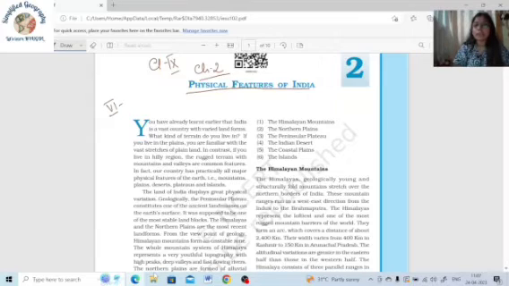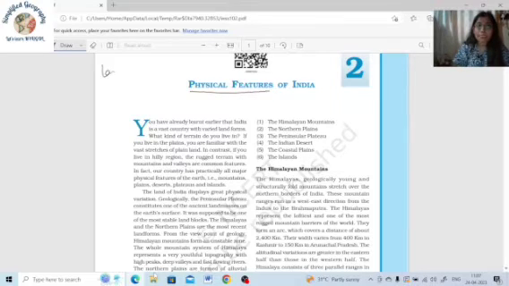In fact, our country has practically all major physical features of the earth. That comes from mountains, plains, plateau, desert, coastal plains, islands. All of these, right? So from this chapter, what we will learn, we have already clarified, is the physical features of India.